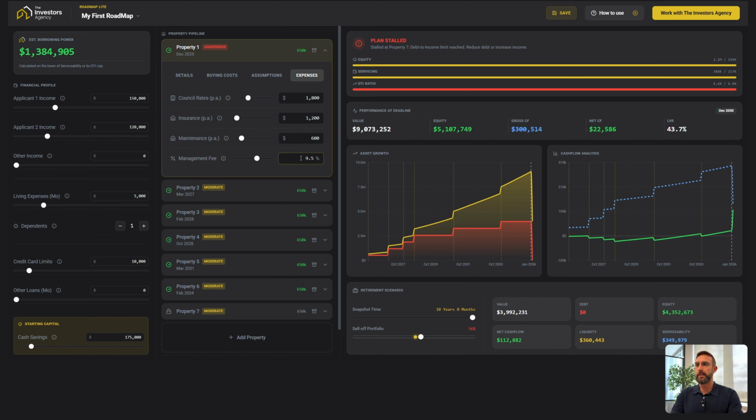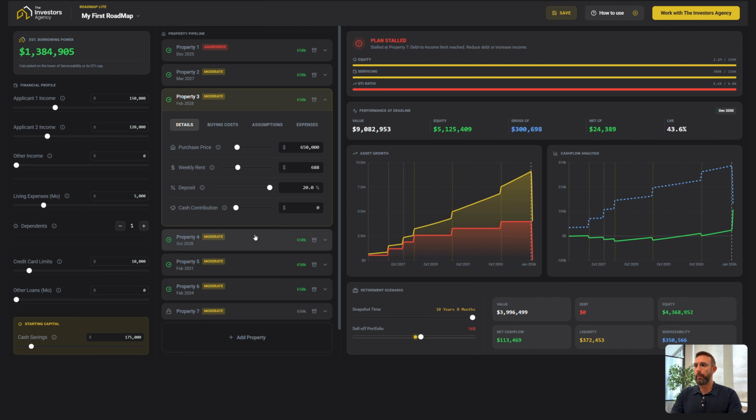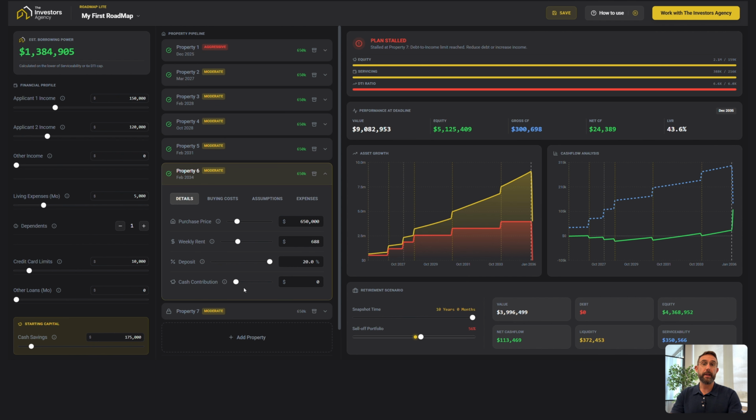If some of the management fees were different because states and territories change, for example, we'd be able to change those numbers to a more suitable valuation for the management percentage. Coming down property by property, we can see that we are getting stopped at property number 6. The reason for this is shown to us here in the notifications section.